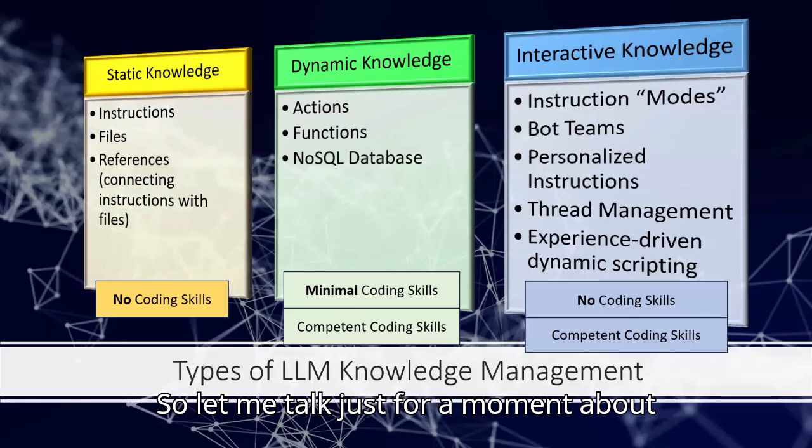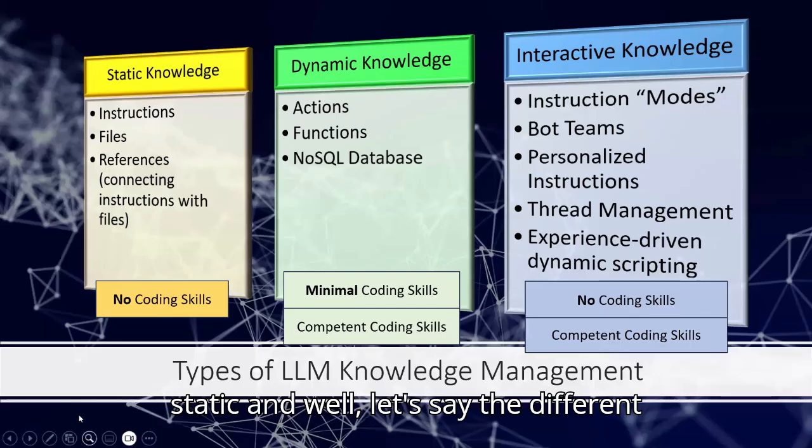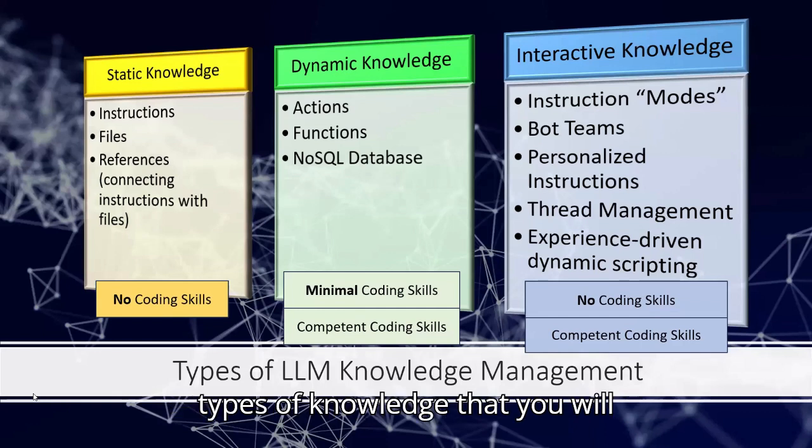Let me talk just for a moment about static. Let's say the different types of knowledge that you will find inside of MyLife and the LLM technologies that we interface with. I talked a little bit about static knowledge. In the OpenAI sense, these are instructions or files or references to descriptions and instructions at the intelligence level.